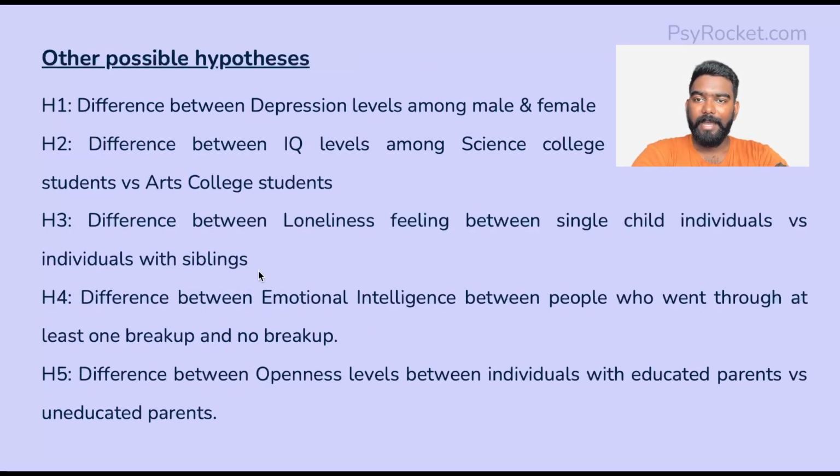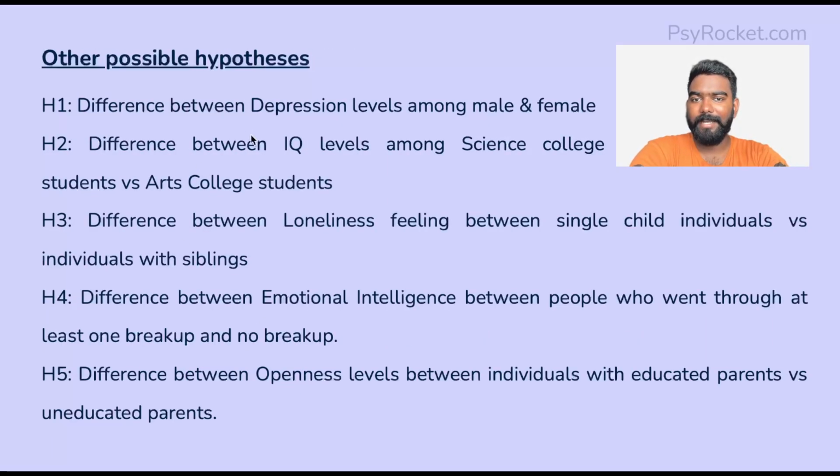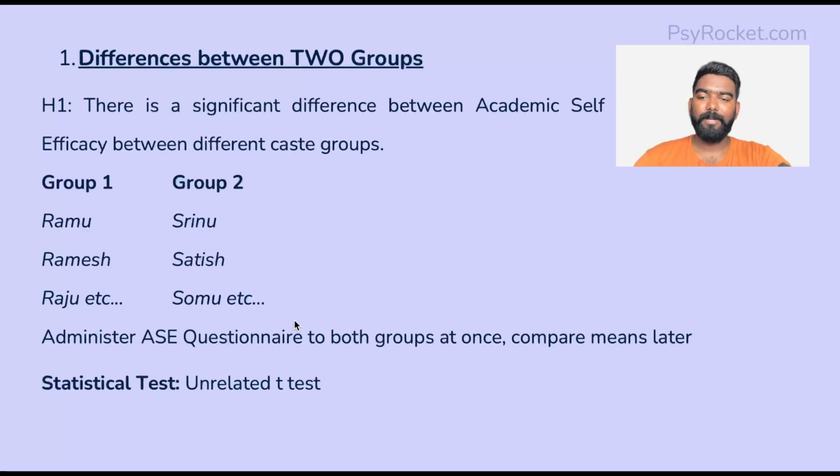Okay. And then there are other possible hypotheses for this same statistical operation. See, let us say you want to see the difference between depression levels among male and female. Okay. That is also one of the possible hypotheses with this particular test. And you want to see the difference between IQ levels among science college students and arts college students. Okay. So all of these hypotheses are possible with this particular statistical operation.